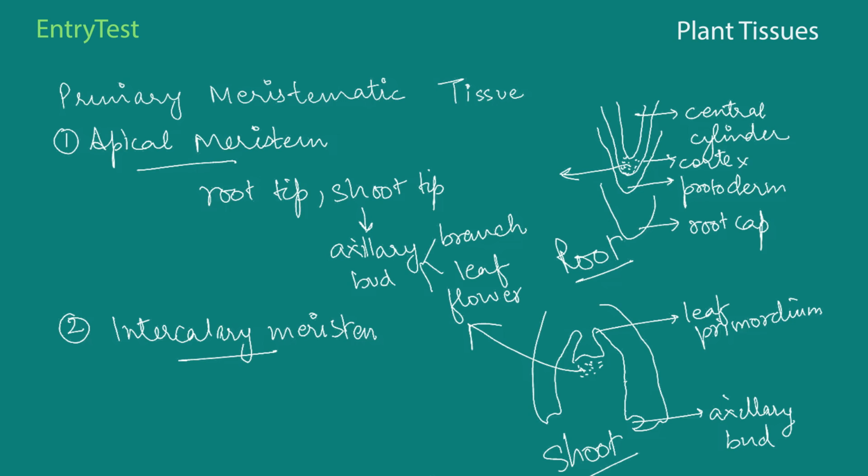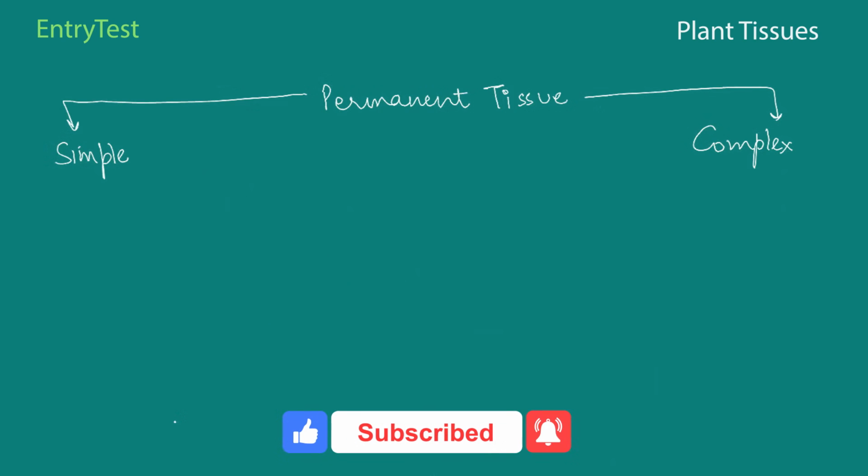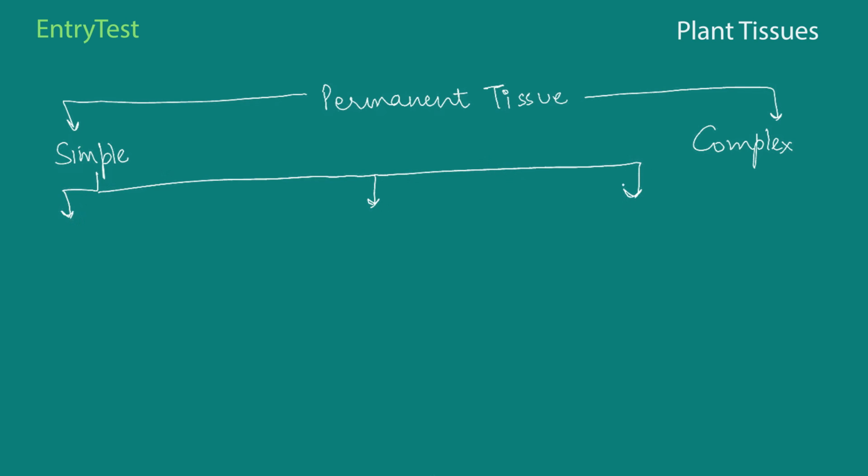So now it's time to go to the permanent tissues. We've already done that the permanent tissue is of two types. One is the simple and one is the complex. Now what is the difference between them? In the simple permanent tissues, all the cells have a similar function and a similar structure. But in the complex tissue, the cells have different structures and functions as well. So simple ones are further divided into three. Complex ones we'll do after the simple ones.